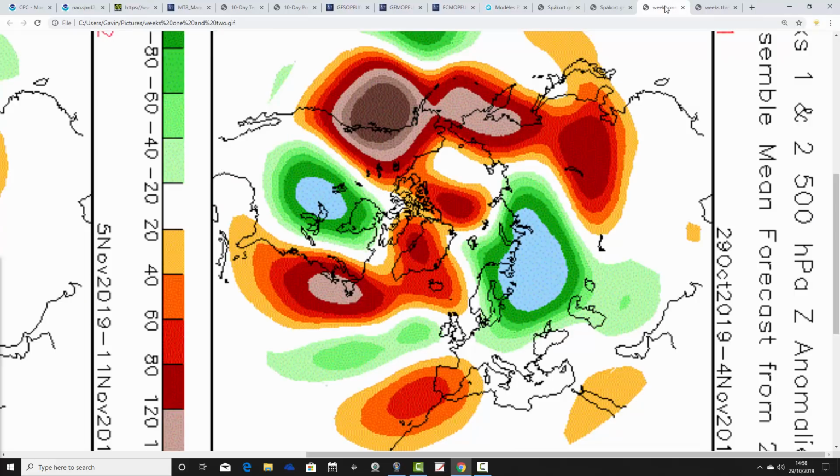Finally, just having a look at CFSv2. So these are 500 millibar heights broken down into weekly periods. The first weekly period takes us from the 29th of October to the 4th of November. The coming week has, let's change the colour.